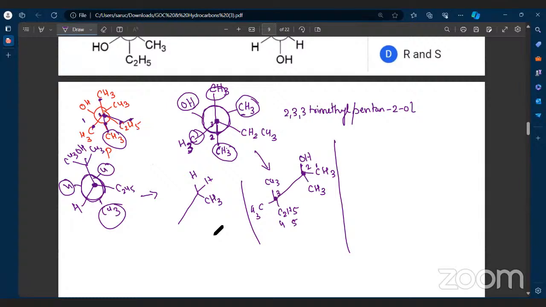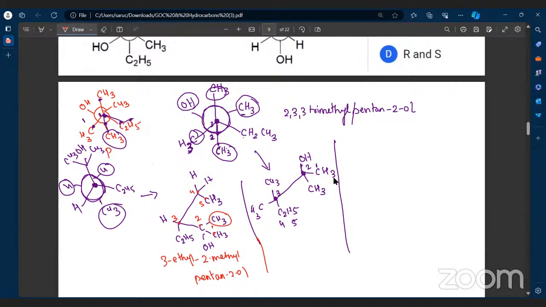Okay. We find out the longest chain. Find out the longest chain over here. You have 1, 2, 3, 4, 5. Yes, I have 5. Now tell me the name of this one. You have ethyl, 3-ethyl. And in the second one, you have a methyl group. So 2-methyl, pentane-2-ol. Pentane-2-ol. So by writing it in the Sawhorse, we'll find it easy to write the names.